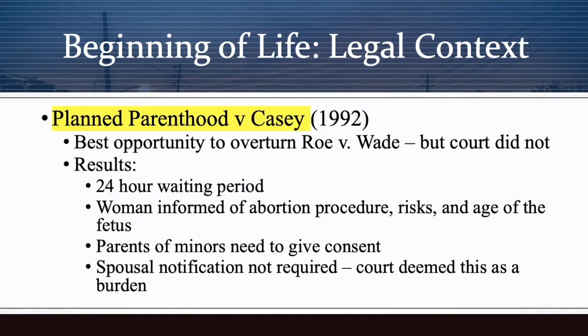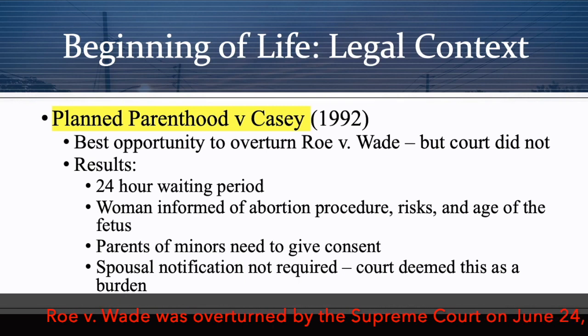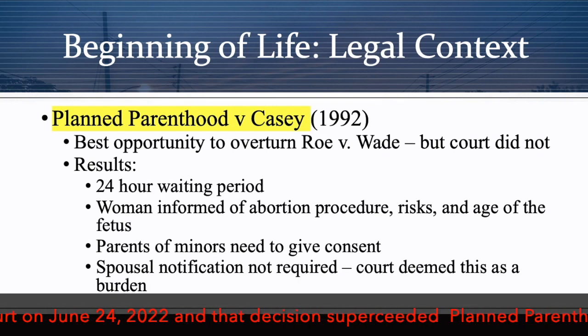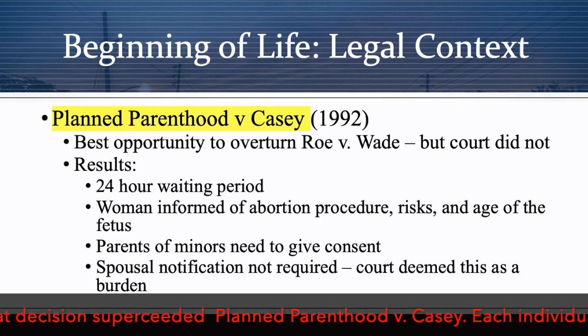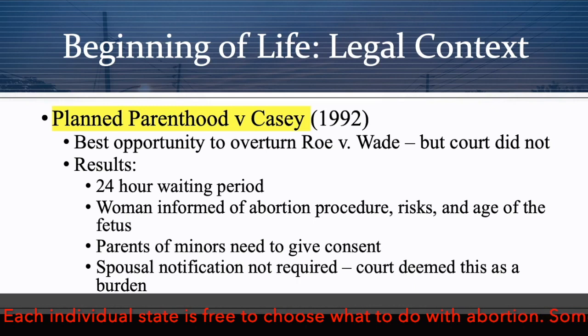The next one is a couple of years later, Planned Parenthood versus Casey in 1992. And this was the best opportunity to overturn Roe v. Wade, but the court did not overturn it. And this was what came out of this court case, the results. There was a mandatory 24-hour waiting period before the abortion took place. So it wasn't that the woman walked into an abortion clinic, said, this is the situation, and then she had an abortion. There was a 24-hour waiting period.